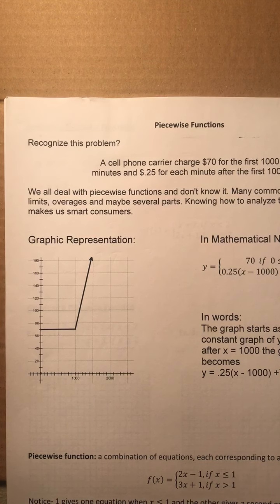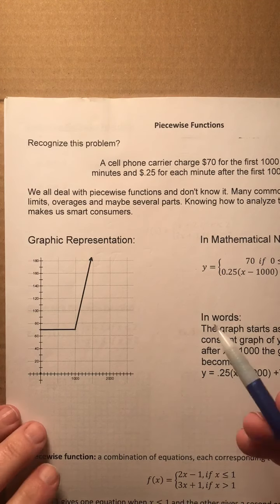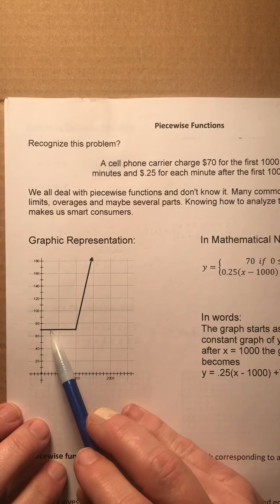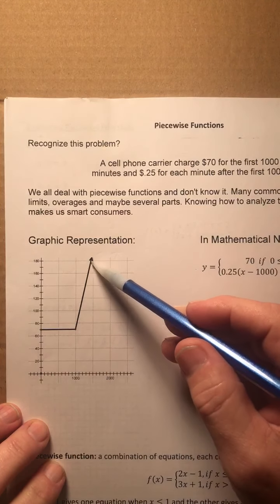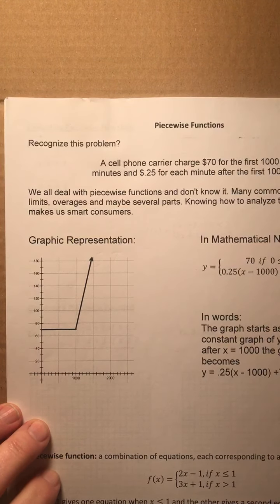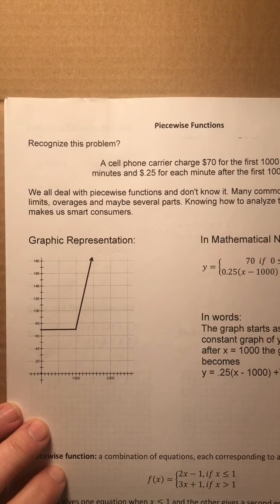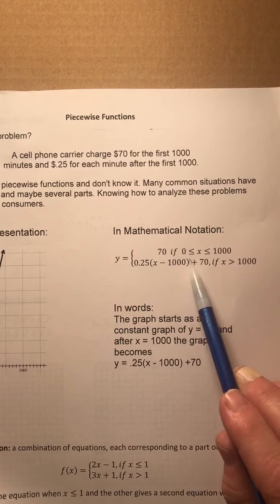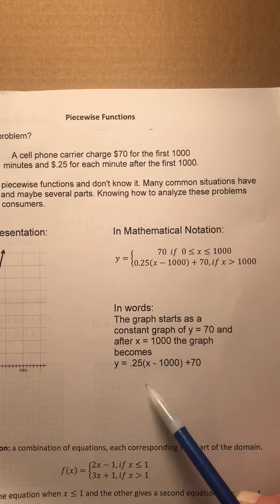Piecewise functions. All right, we call them piecewise functions because they're actually done in pieces. Here's an example of what it looks like as a graph. So we would do this piece, and then we would do this piece. There's two different pieces in this graphical representation of a piecewise function. In mathematical notation, they look like this. And in words, it would look like this.